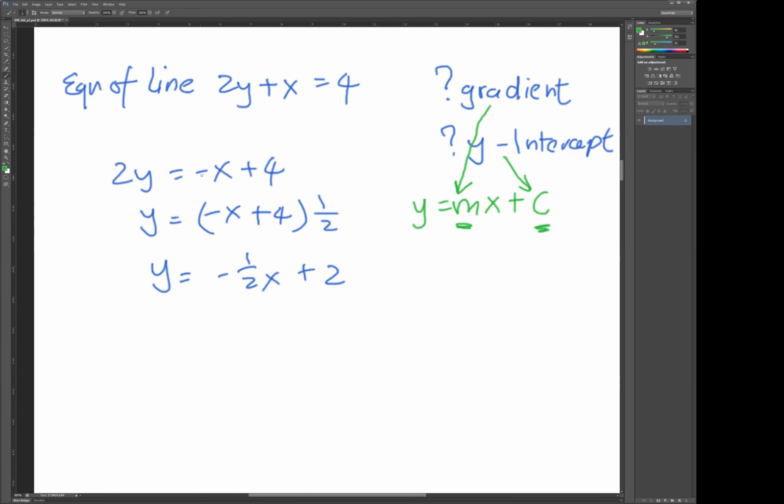So the gradient will be m, then the intercept will be c. All right, so I'm going to simplify the equation from 2y. I'm going to take the number 2, divide, become half. Then I'm going to simplify further. I got minus half x plus 2. So this minus half x will be the gradient, right?